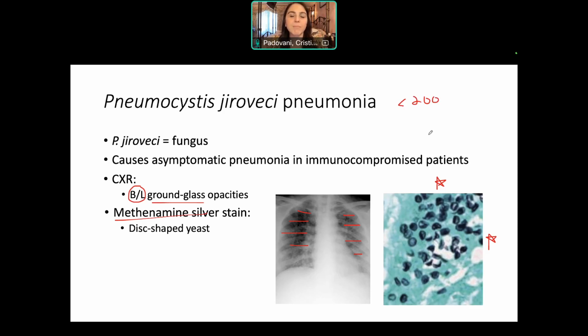So something like that. And then this is kind of what the chest x-ray looked like. And then this is what the methenamine silver stain showed. These are disc-shaped yeast. So it kind of looks like you're throwing a disc, right? They kind of look like red blood cells in a way. That's how they'll describe it, you see these disc-shaped organisms. I don't know if they want to say yeast, but yeast, fungi, same thing. So that's how you know it's PJP.